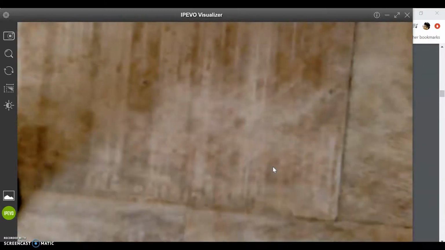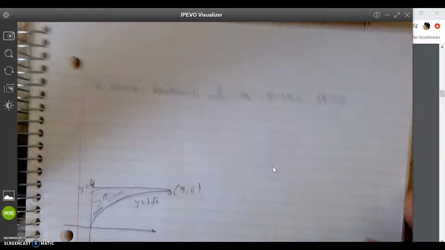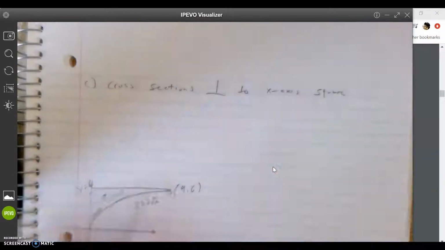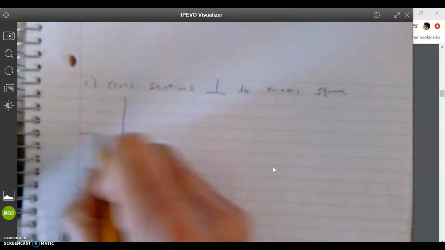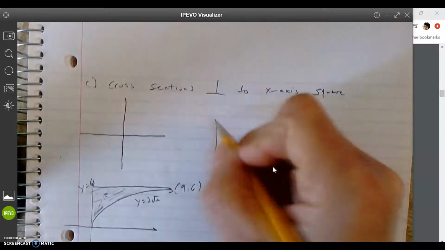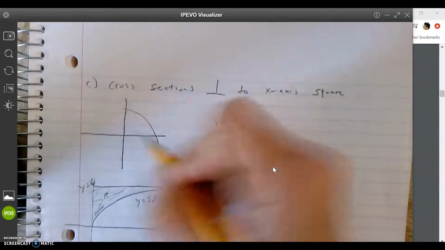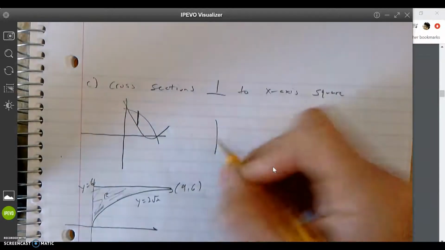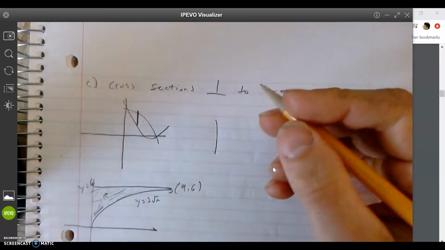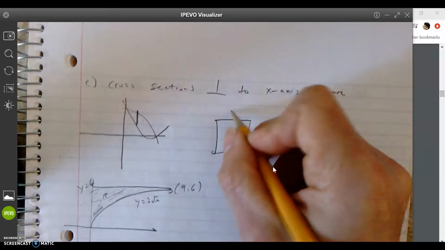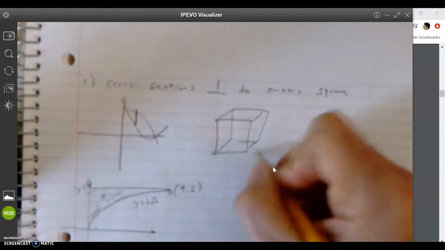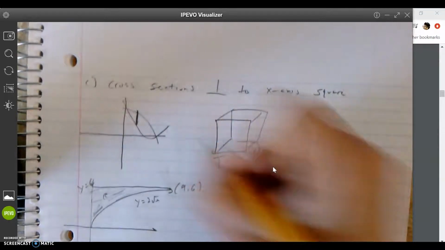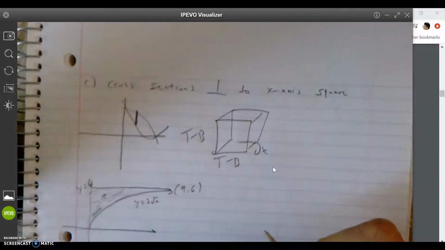Cool. All right, keep it going. Last but not least. So now I want cross sections perpendicular to the x-axis that are squares. That's part C. Okay. So perpendicular to the x-axis. So that would mean if it goes like this and then like this, perpendicular to the x-axis would be this. And so that's not in terms of y, that's in terms of x. So squares, this is going to be dx, and this is going to be top minus bottom here. This is going to be top minus bottom.